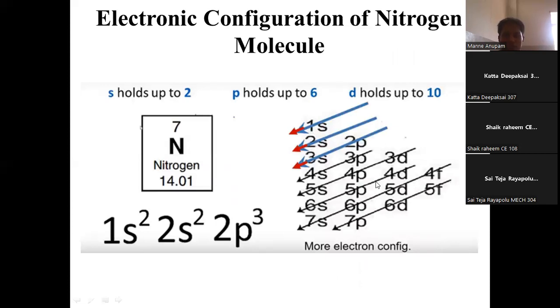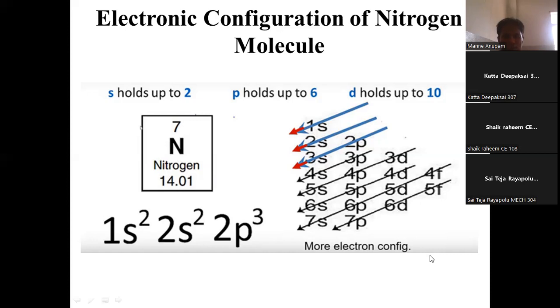Okay, so this slide talks about the electronic configuration of nitrogen molecule. Okay, electronic configuration of nitrogen molecule. Nitrogen atom is having atomic number 7, and its electronic configuration is 1s2, 2s2, 2p3. Now, why are we studying this? You can ask, why are we seeing this electronic configuration of nitrogen atom? We are seeing this because we have to study about nitrogen molecule.